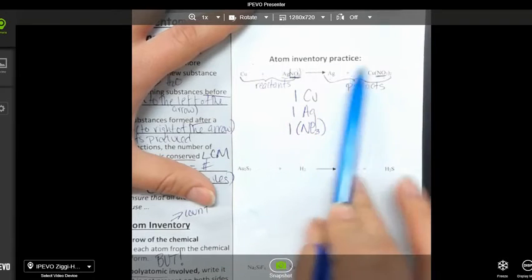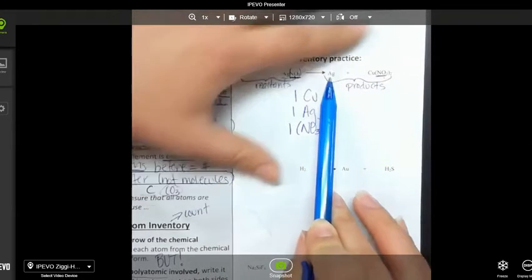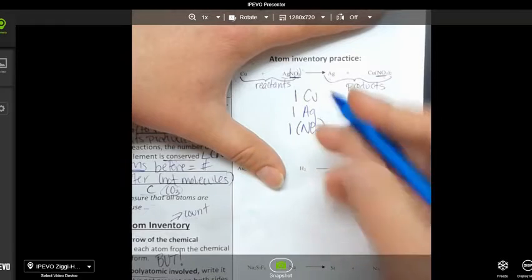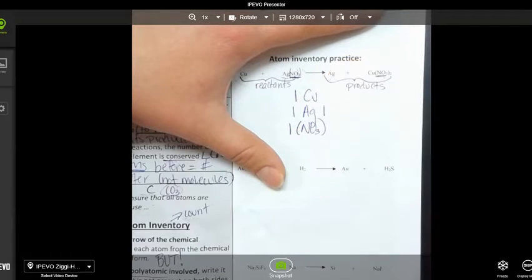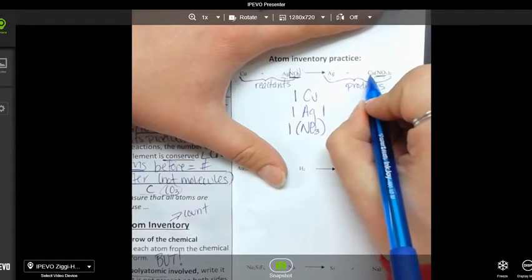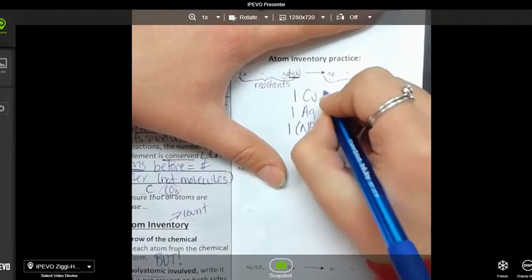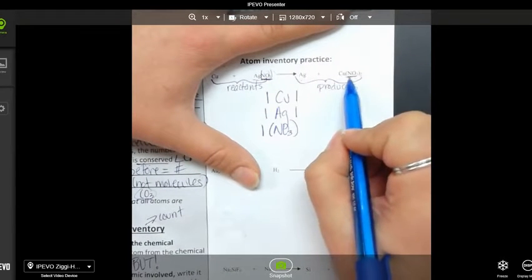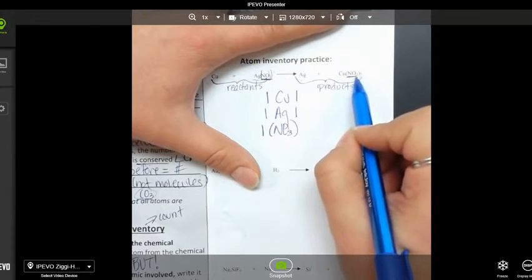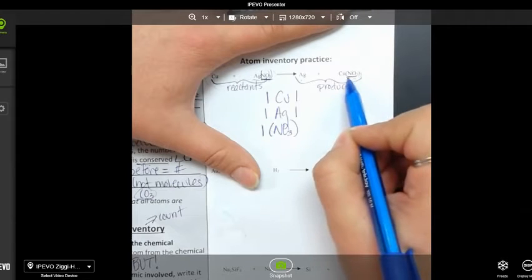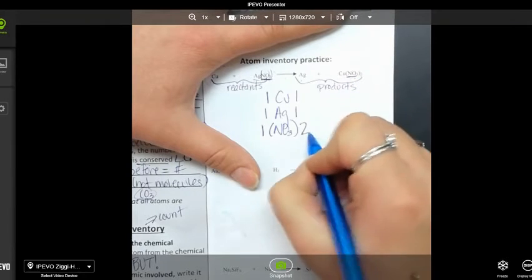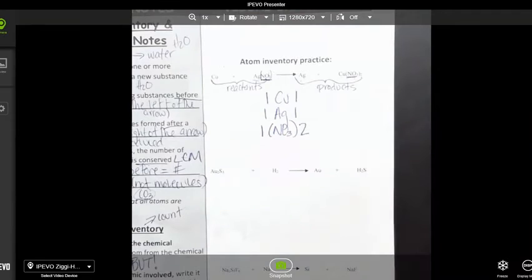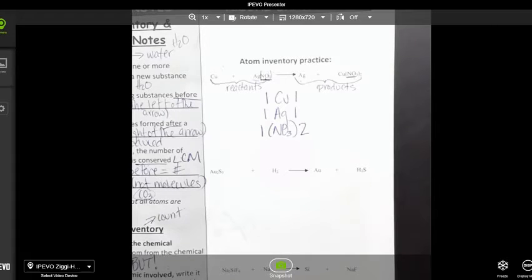Now I need to count the number that's on the product side. So here, silver. Silver does not have any subscripts, so silver is going to get a 1, since there's only one. Copper has no subscripts, so that means there's only one copper. Now this nitrate right here, NO3, it does have parentheses and it does have a subscript. So how many nitrates are there? There are 2. All right, so I've counted the number of atoms that are on both sides. That's how you do the inventory. That's it. All right, we're going to do next 2 inventories.